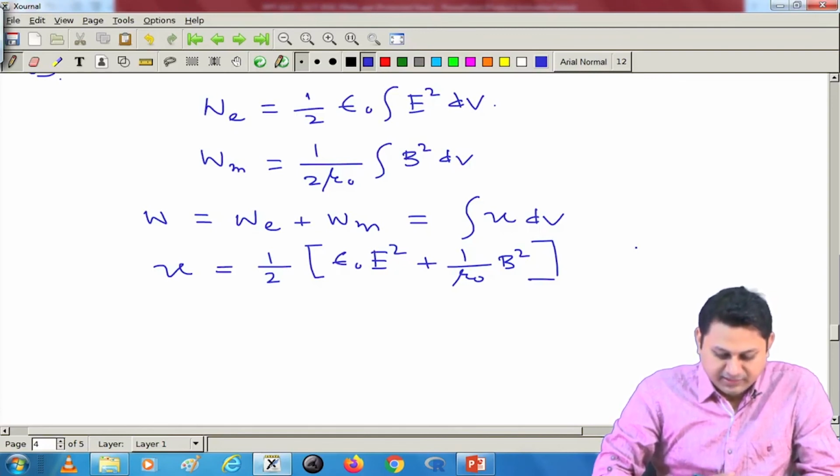So, in the next class we will continue with this concept and try to understand the meaning of the Poynting vector and a few other things.